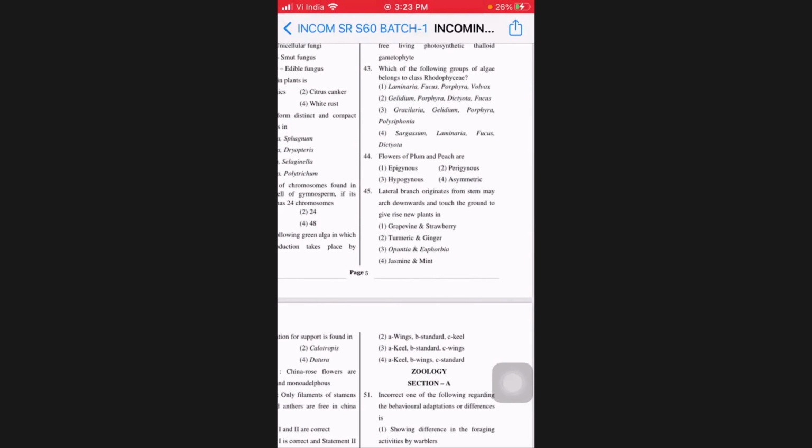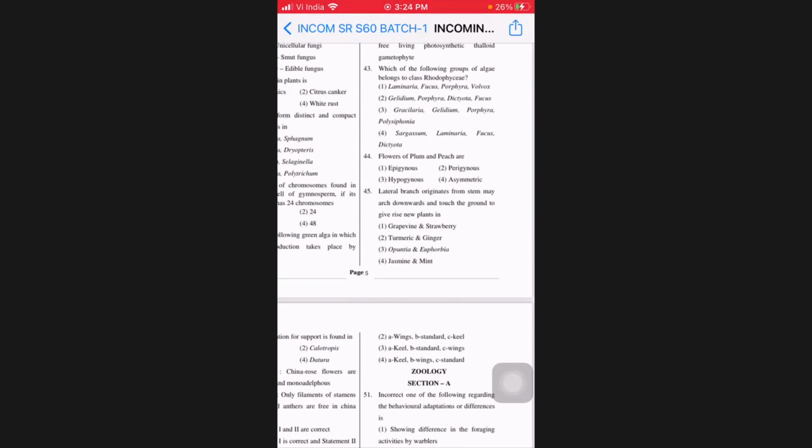43. Which of the following groups of algae belong to class Rhodophyceae? Remember, Nana, Rhodophycean members: double P, double G. Third option, sir. Yes, Porphyra, Polysiphonia, Gracilaria, Gelidium. So it should be the third option. Porphyra was one of the 70 species of edible marine algae. Remember, Nana, Sargassum, Laminaria, Porphyra.